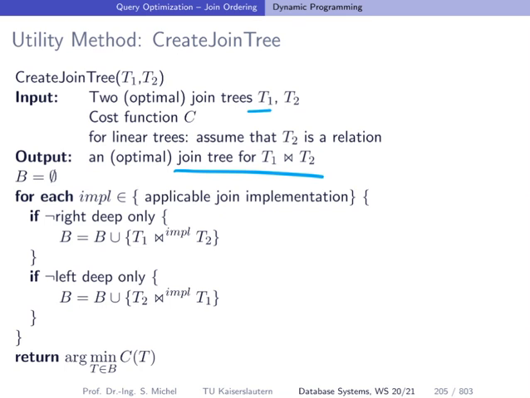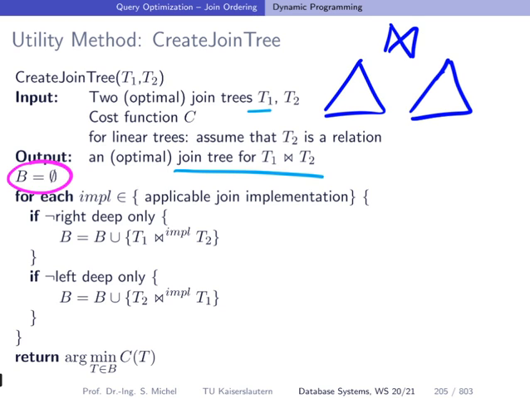So how does this work? Well, again, very simple. We keep track of the different ways we can join, and we keep these different ways in this set B. Now we have two trees as input, T1 and T2, and we want to find the best way to join them. First of all, we know that there are multiple different implementations of a join: hash join, sort merge join, nested loop join, and parameters and variants. And here we go over all of these which are available and applicable, and we create for all of the different implementations different ways we can join.